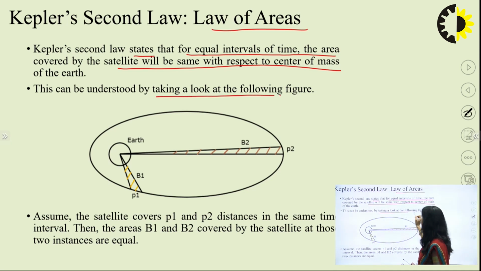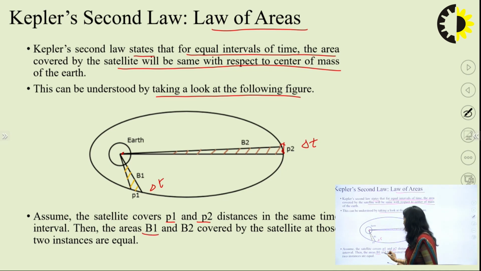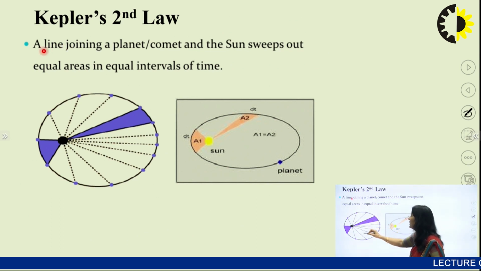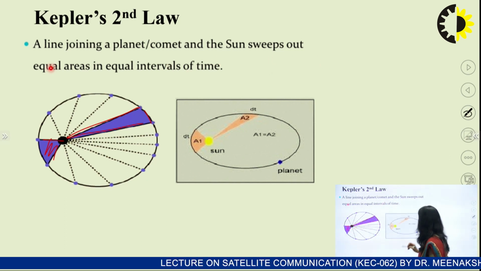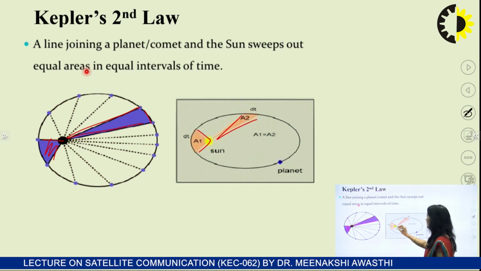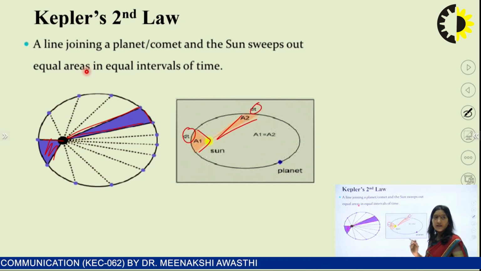This can be understood by taking a look at the following figure. Here this is Earth and this is the area covered by the satellite for a time gap of delta t. Here also the time gap is delta t. Then the area swept by the satellite will be the same. Assume that the satellite covers P1 and P2 distances in the same time interval. Then the areas A1 and A2 will be the same. So here also we can see Kepler's second law: the area will be the same if the time interval is the same. A1 equals A2 if the time gap delta t is the same.